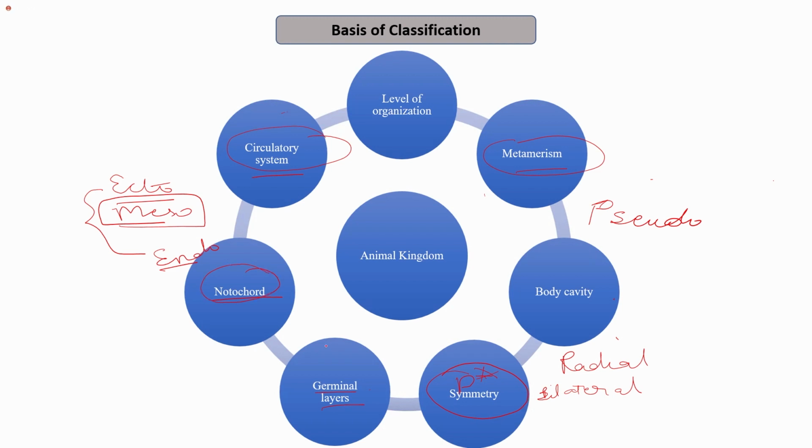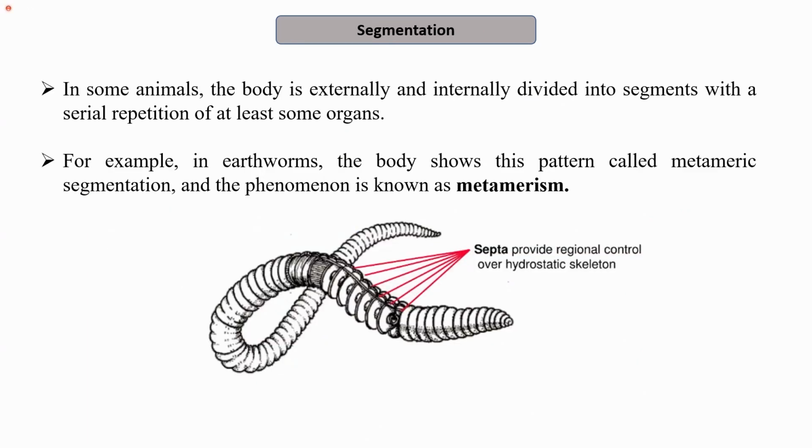After that, we will start with the different phyla, looking at the characteristics of each and every phylum, and there also we will relate to all of these bases of classification again. So basically, metamerism or segmentation is a property of some organisms of some phyla. In some animals, the body is divided externally as well as internally into different segments, and these segments are serially replicated, at least for some of the organs.